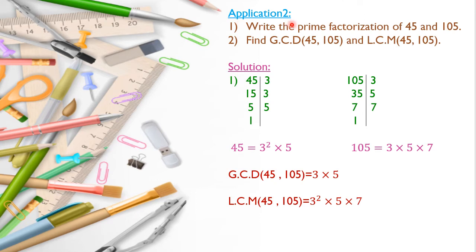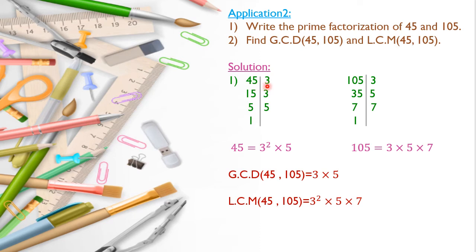Now application 2. Write the prime factorization of 45 and 105. كمان راح نكتب ال prime factorization of 45 and 105. راح نبلش بال 45. 45 تنقسمش على 2 لأنه منتهي ب 5.